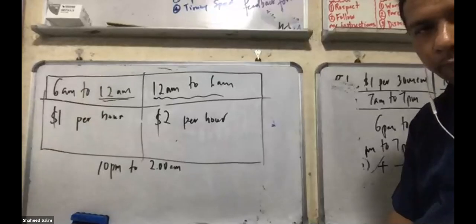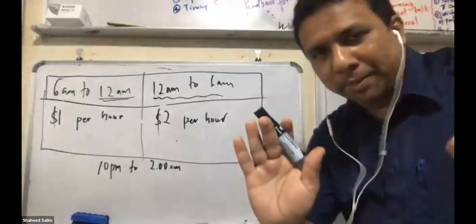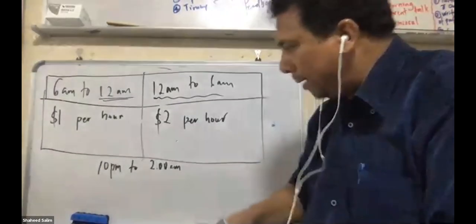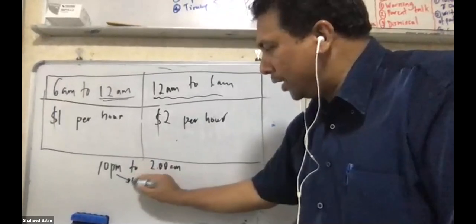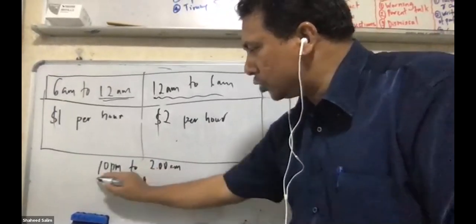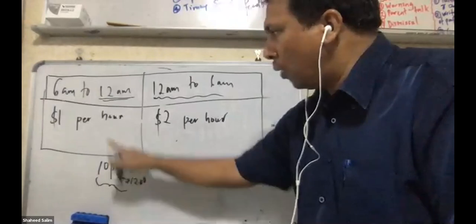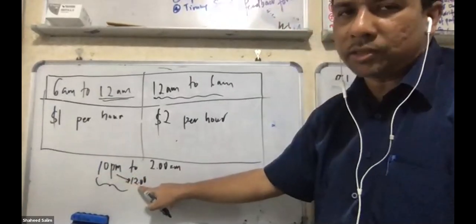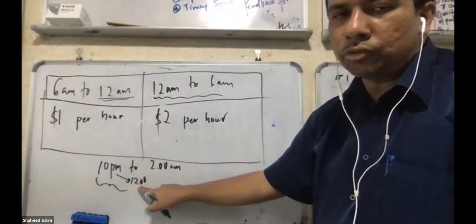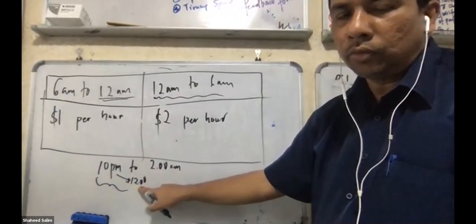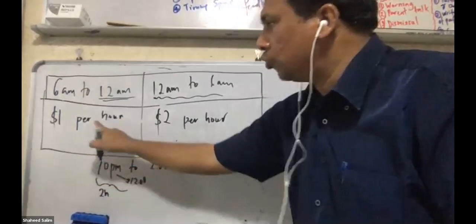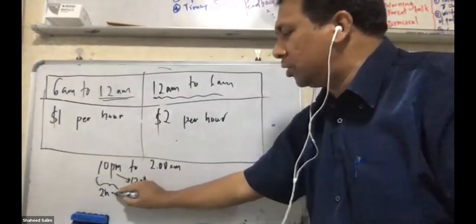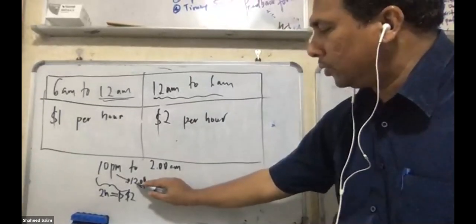You know how to do, right? One by one. 10 p.m. I will reach midnight, 12 a.m. This is one fare, one rate. How much do I need to pay? 10 to 12 midnight, how many hours? 2 hours. How much must you pay for 2 hours? $1 for 1 hour, 2 hours, how many dollars? $2, right? Now from 12 midnight to 2 a.m.